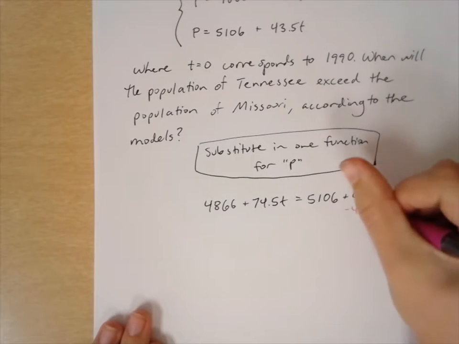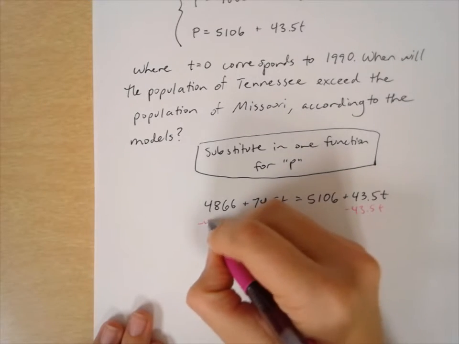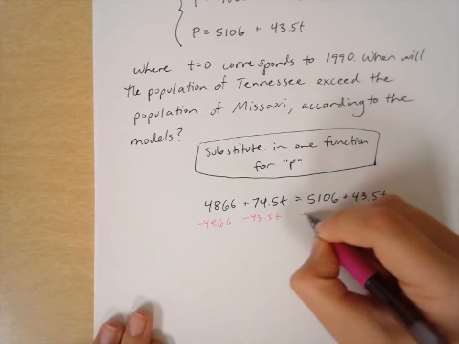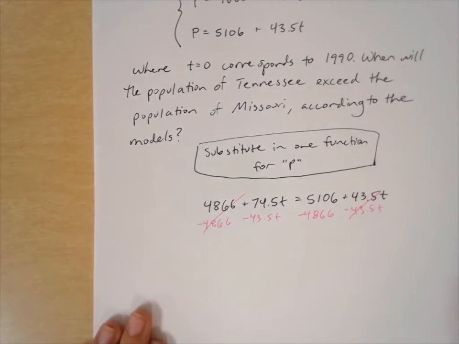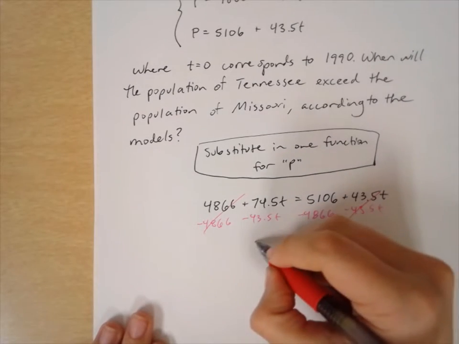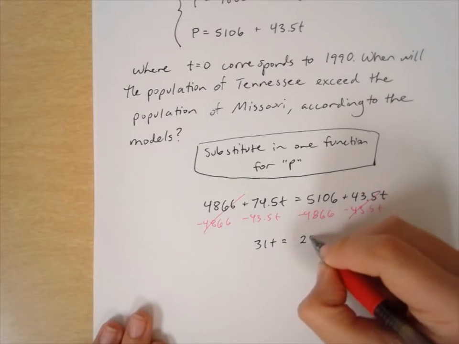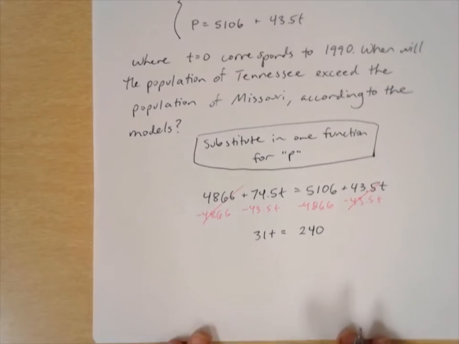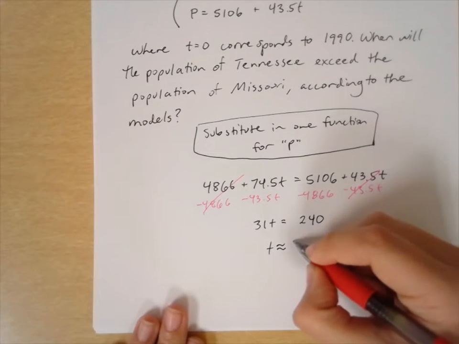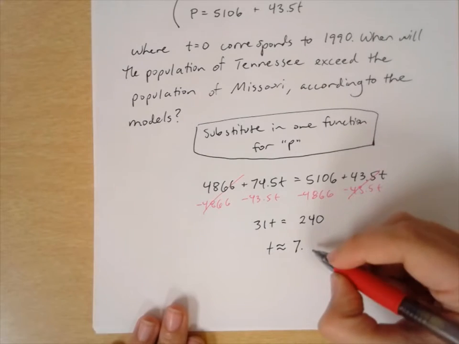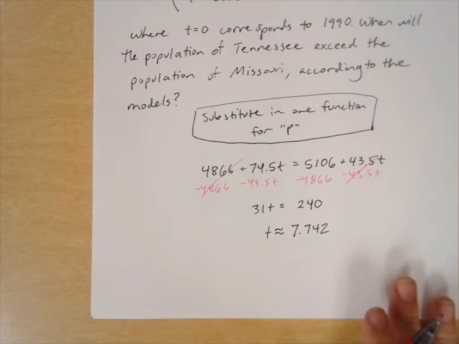If we subtract 43.5t here, subtract 43.5t here, subtract 4,866, subtract 4,866. When we take care of that algebra, we get that 31t equals 240. And when we divide by 31, we get t is approximately, rounding to 3 decimals, 7.742. And let's keep in mind what this means, what we've just found.